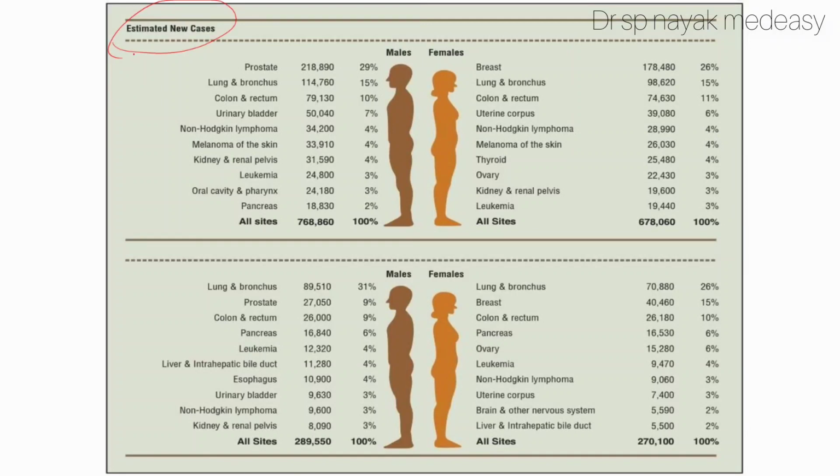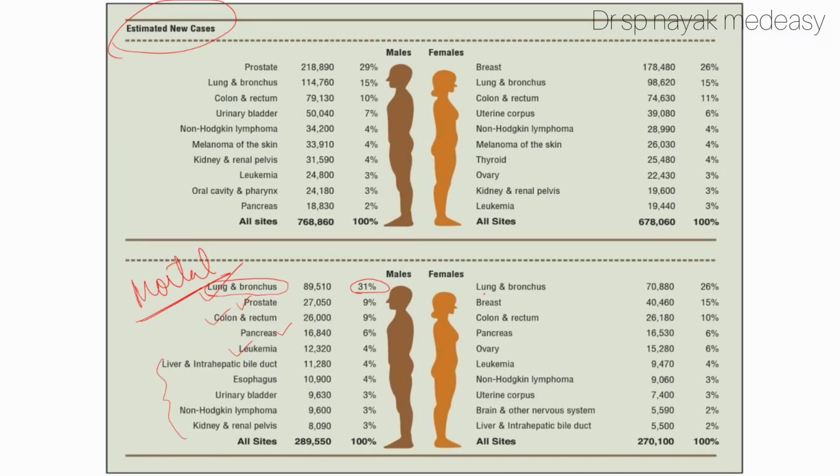See, these are estimated new cases and these are mortality cases. Lung cancer has 31% of mortality, which is the highest. The next mortality cases are due to prostate cancer and then colon and rectum cancer. Pancreas stands in fourth position, leukemia fifth, and all the remaining cancers are below. So the topmost cancer causing mortality is lung and bronchial cancer, because if bronchoconstriction occurs, shortness of breath occurs, and the patient will die.